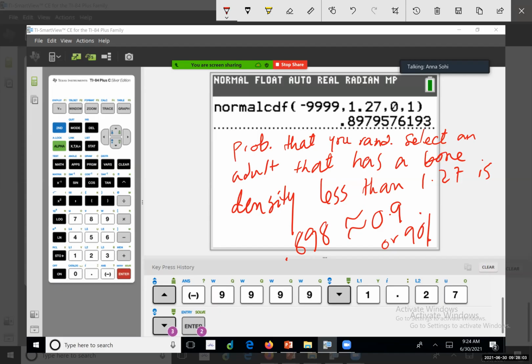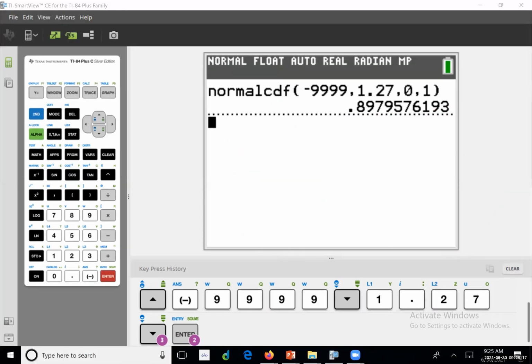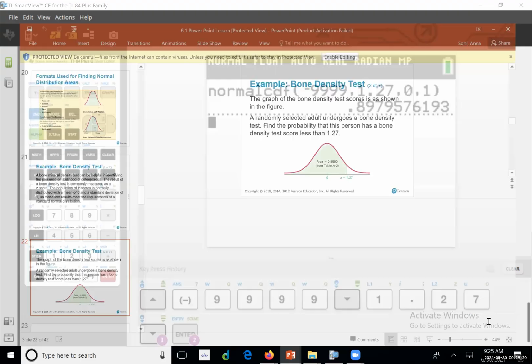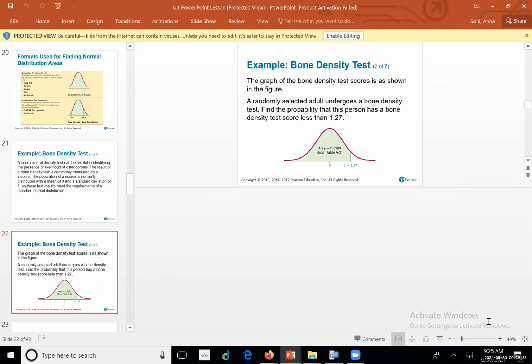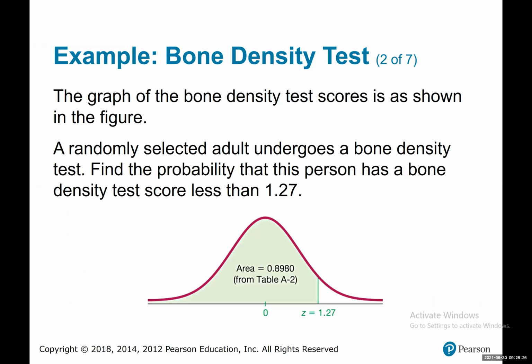Okay. I want you to be able to also write this conclusion sentence. Probability of randomly selecting someone that has a bone density less than 1.27 is this. You can always use the question to help you form your last sentence. Okay, and do you see here the area they have on their graph? 0.898. They use table, we use calculator. Ours is much more accurate. I mean, we had a very, very close number to this one, but always calculator is more accurate.